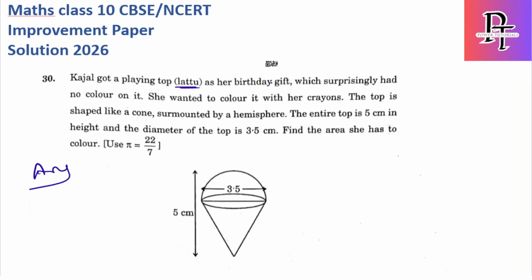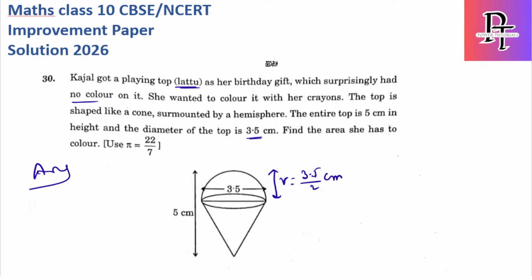Kajal bought a playing doll, Lattu, as her birthday gift, which surprisingly had no color on it. She wants to color it with crayons. The top is in the shape of a cone surmounted by a hemisphere. The entire top length is 5 centimeters in height. The diameter of the top is 3.5, so the radius R will be equal to 3.5 by 2 centimeters. Find the area which she has to color. So we want the total surface area of this entire Lattu.